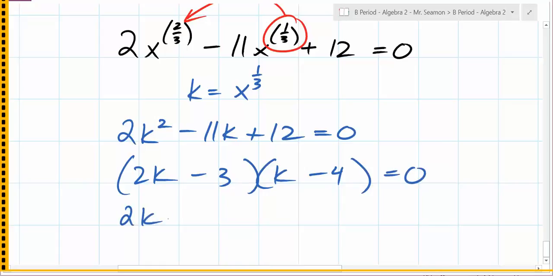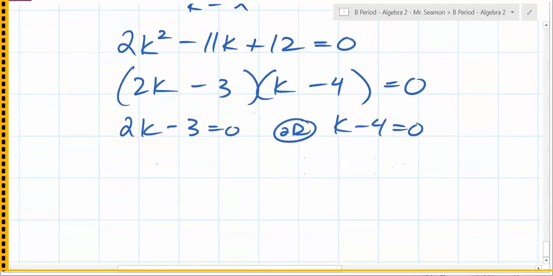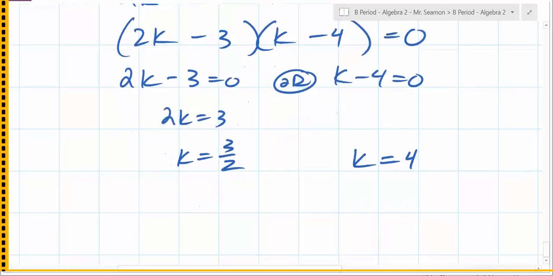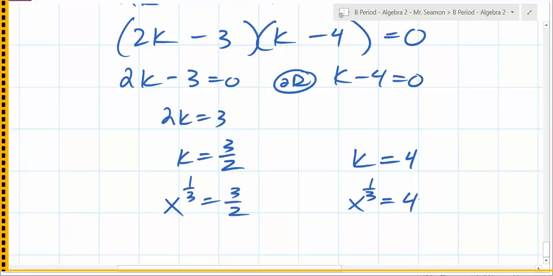So we know 2k minus 3 is equal to 0, or k minus 4 is equal to 0. So 2k is equal to 3. So k is equal to 3 over 2, or k is equal to 4. But what is k? x to the 1/3. And you're like, oh man, my head is short-circuited, but it's actually not that bad because you remember clearly, what does 1/3 power mean? It's not square root, it's cube root, the cube root of x, right?